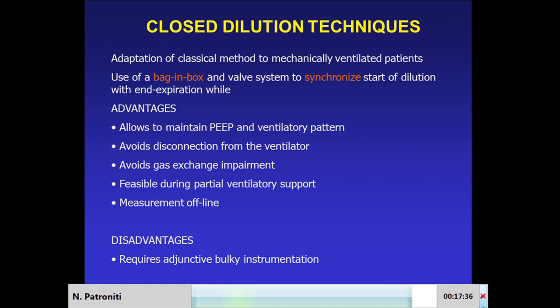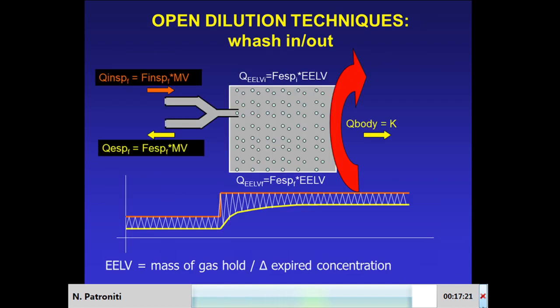Many advantages, but one disadvantage, which is that you need a machine to measure the tracer gas, helium, for example, and it's not so easy, but it's feasible. What about open dilution techniques?